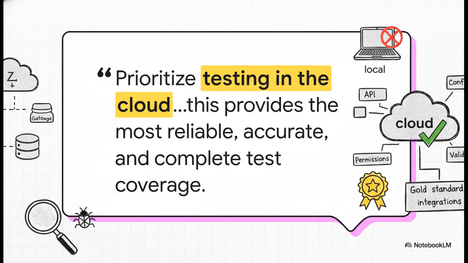And hey, you don't have to just take my word for it. AWS's own official guidance is perfectly clear on this. Testing against your actual deployed resources is the gold standard. It's the only way you can truly validate your configurations, your permissions, and your real service integrations. This is where you catch all those sneaky bugs that local emulation just can't see.